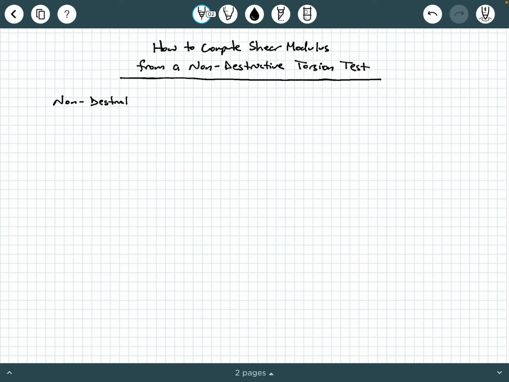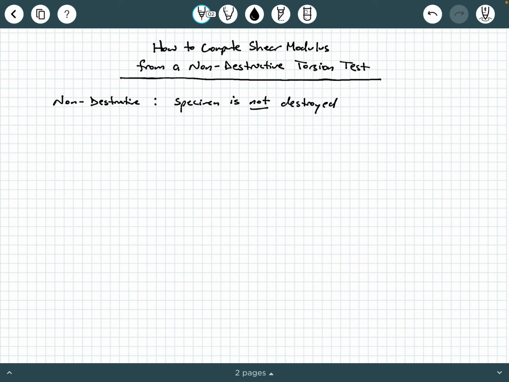Non-destructive basically means the specimen is not destroyed. Typically, we deal with destructive tests, like when you perform a compression test on a concrete cylinder, or maybe you perform a tension test on a metallic specimen until it fails or fractures. Those are called destructive tests. So in this video, we're talking about a non-destructive torsion test.